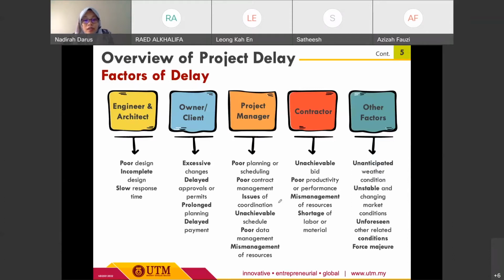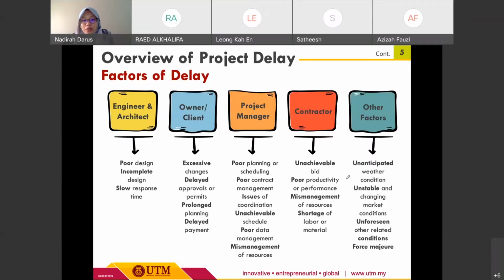Okay, apart from that, we also have delay caused by the client or the project owner itself. Sometimes in certain situations, there are excessive changes as requested by the clients themselves.